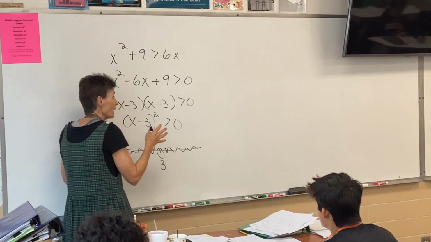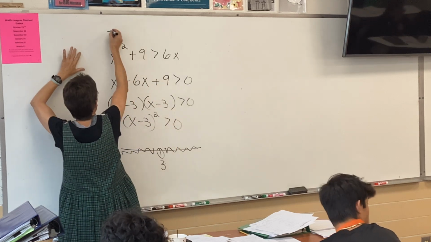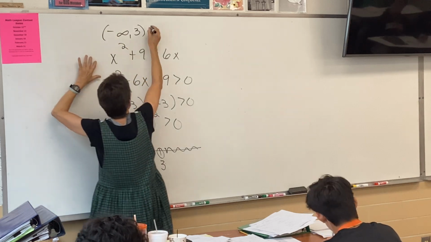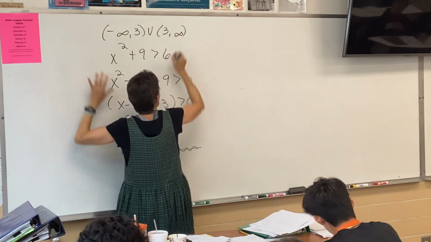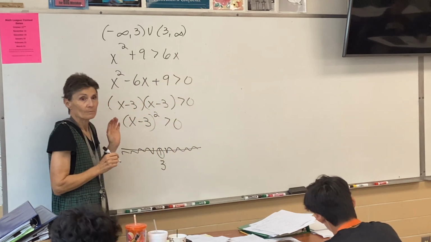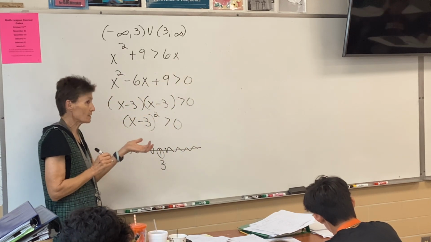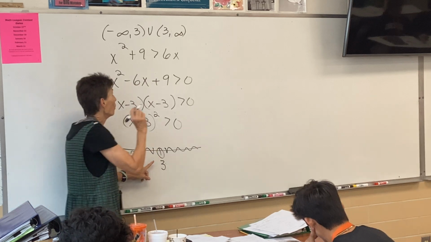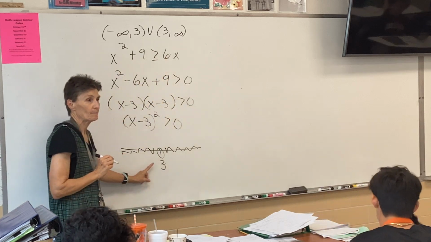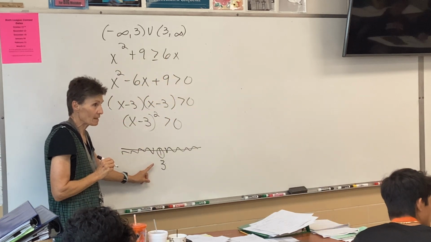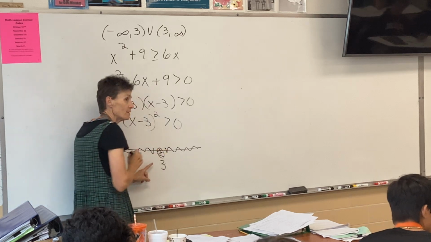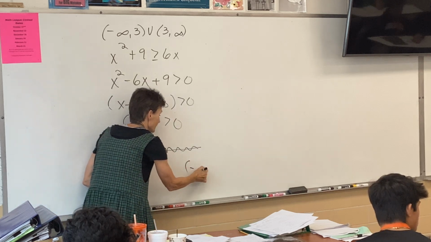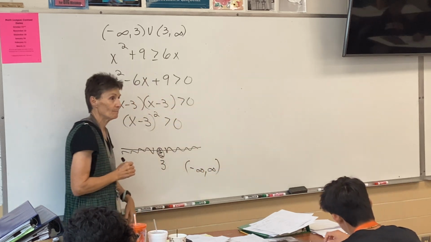So it's not nice. It's going to be a union problem. It's going to be everything from negative infinity to 3, union with everything from 3 to infinity. So even though it looks like it's everything, it's open right there. Now, what if this had had an or equal to on it? Then it would be everything, because that or equal to would color in that dot. But we don't say all real numbers, we would say negative infinity to infinity, right?